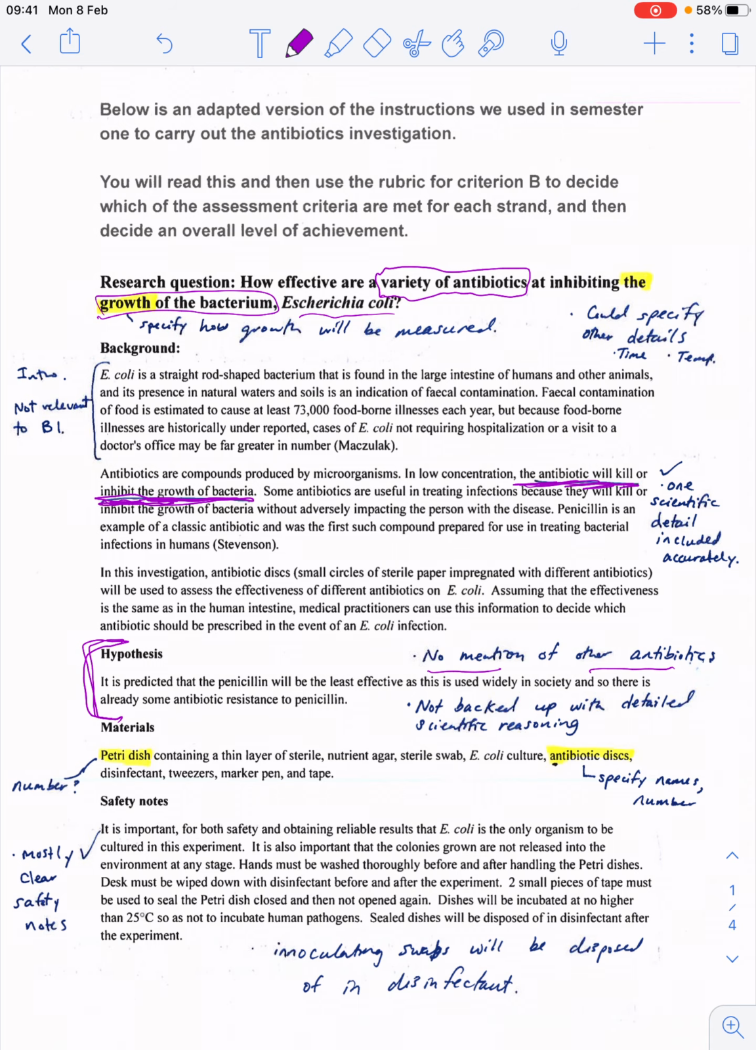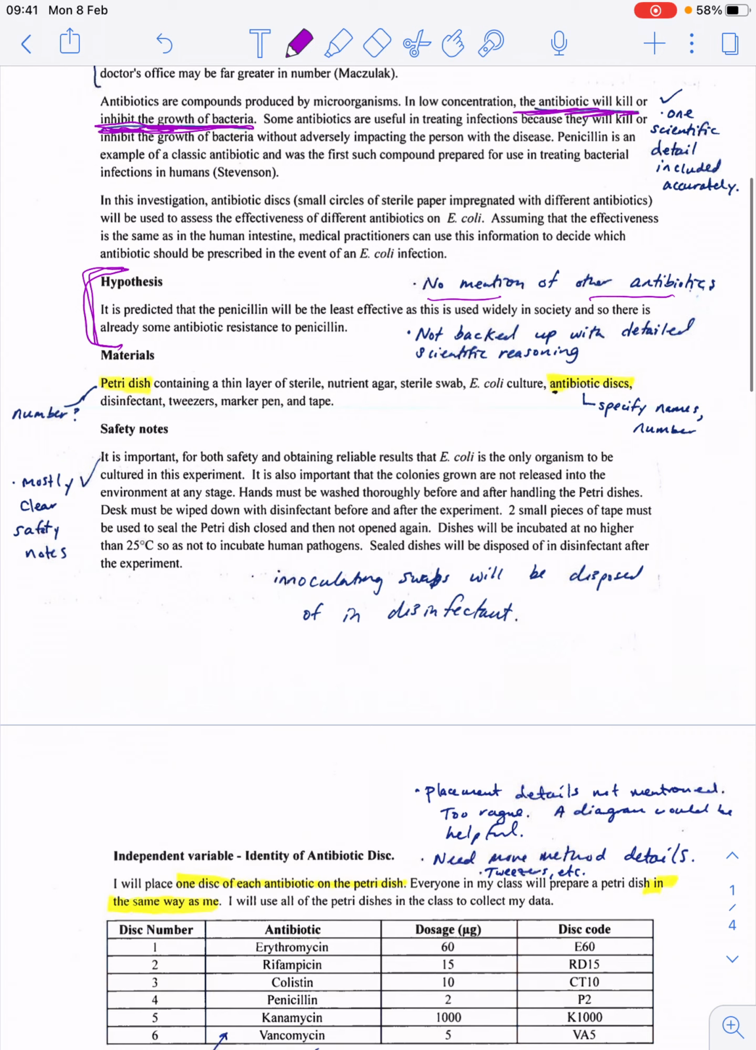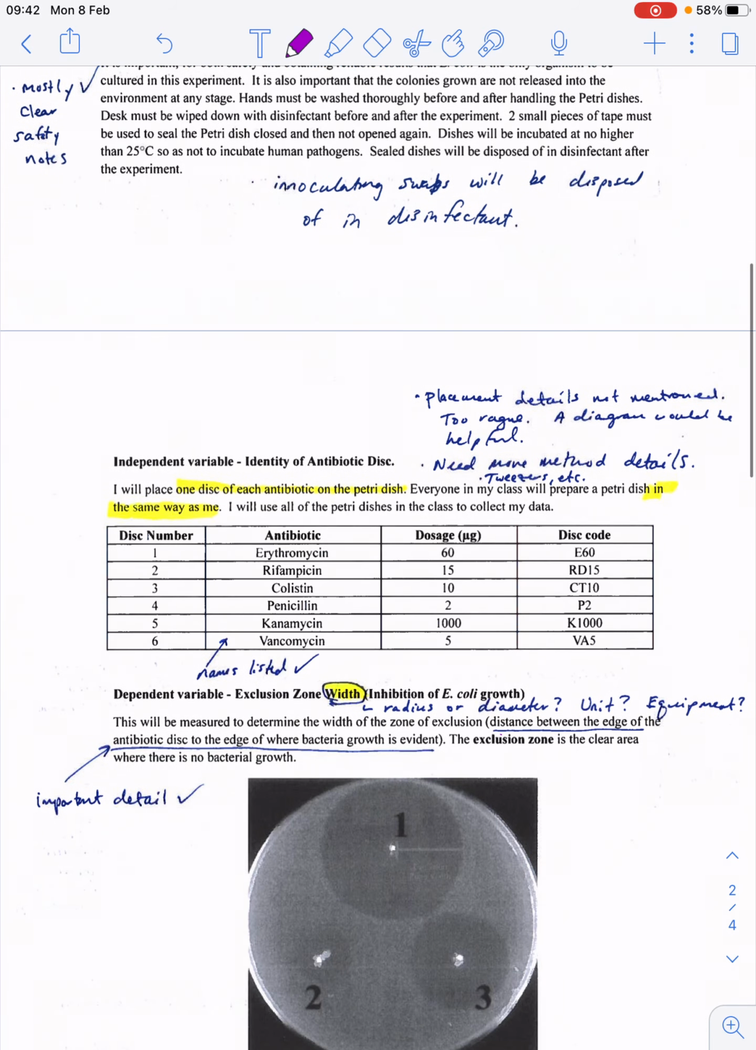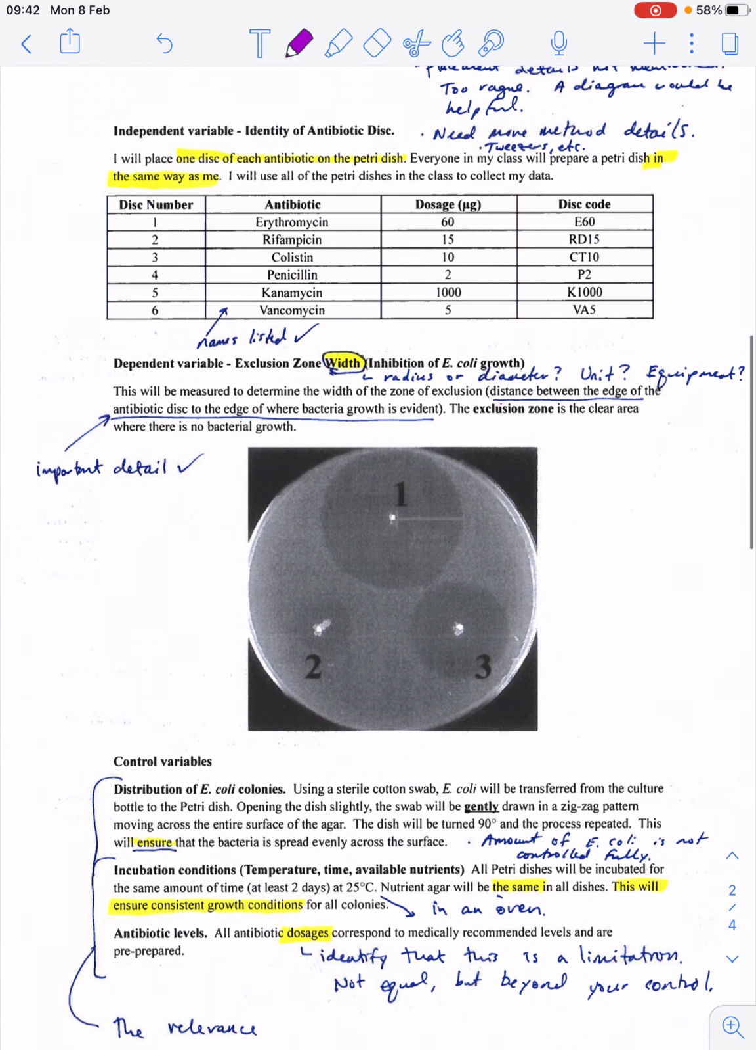Okay, then we turn our attention to the method. We do see the materials list is there, and there's some safety notes, which are mostly pretty good. They could include some more details, like about numbers and things in the materials list, but that's really not the problem. We get down here, strand B2 is about independent and dependent variable. I think dependent variable isn't bad. It talks about the exclusion zone width, so we've gotten a little more specific than the research question in identifying that we're looking at the width of something.